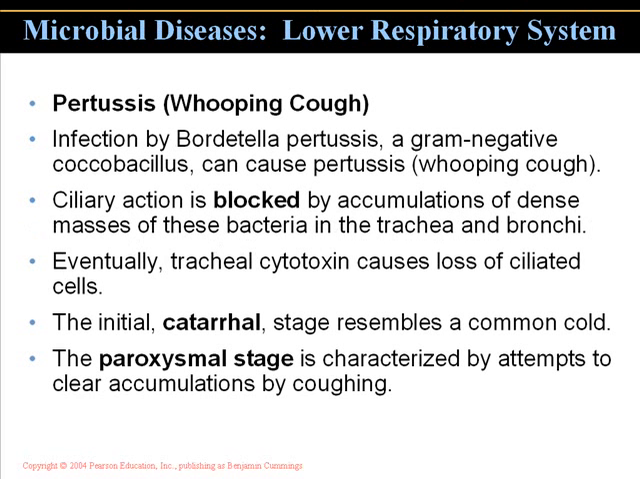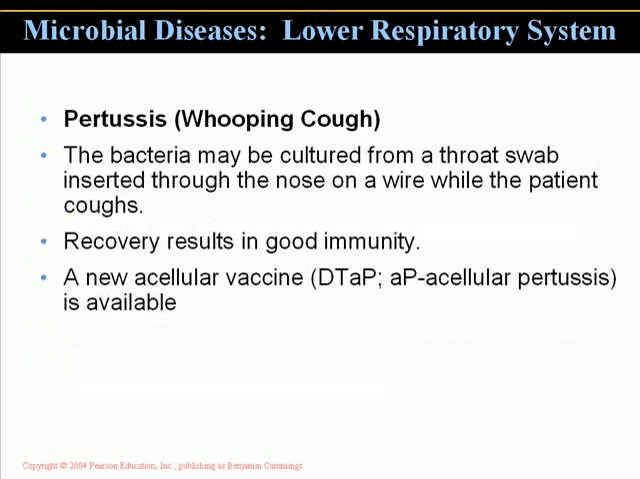Ciliary action is basically blocked by the accumulation of masses of bacteria in the trachea and bronchi. Eventually, a cytotoxin causes loss of ciliated cells. This is referred to as the catarrhal stage, which very much resembles a common cold. Then later on is the paroxysmal stage, which is characterized by attempts to clear the accumulation by coughing. And in this organism, in the lower respiratory tract, pertussis or whooping cough, the bacteria may be cultured out of the throat by a swab or by a wire while the patient coughs, or you can induce the cough and obtain the specimen as well.